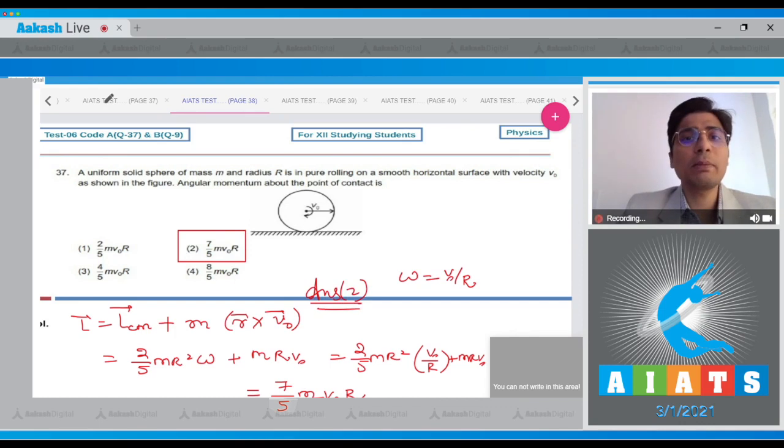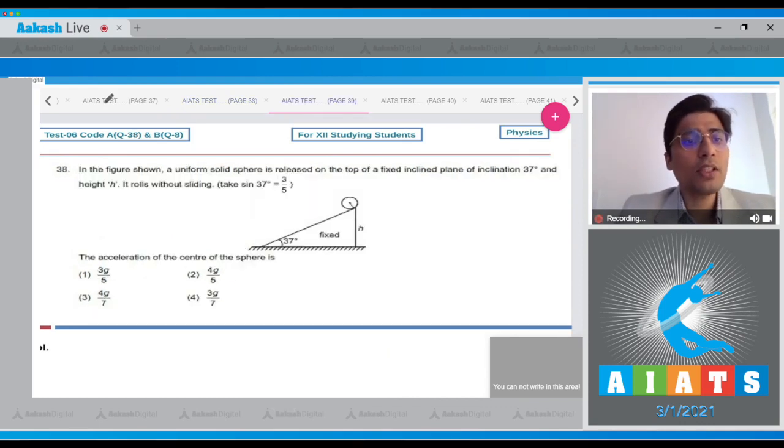Now let us move to question number 38. In this question, in the figure shown, the uniform solid sphere is released from top of a fixed inclined plane of inclination 37 degrees and height h. It rolls down without sliding, so it is pure rolling. We have to find out the acceleration of the center of the sphere.